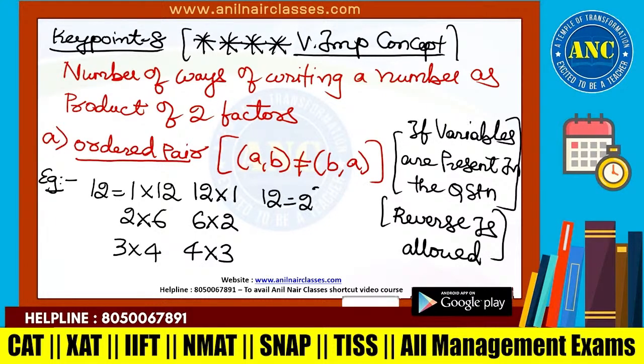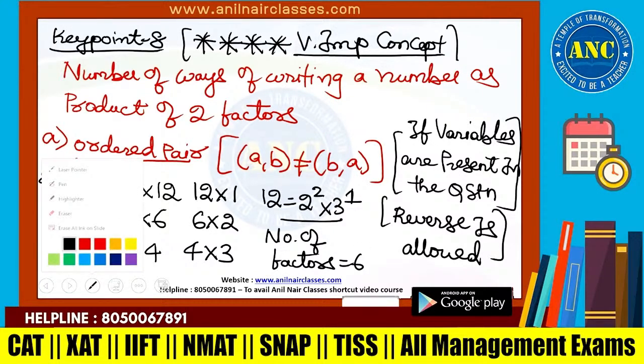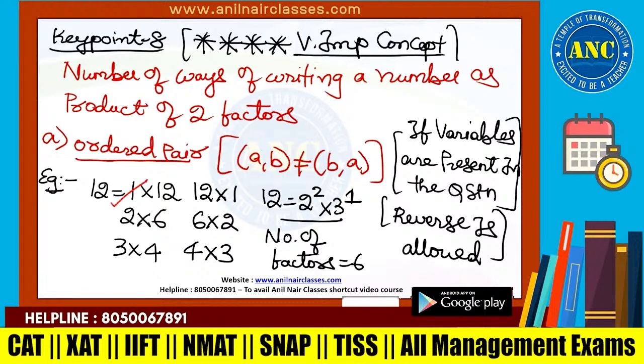12 is nothing but 2 square into 3 power 1. Number of factors is nothing but 3 twos are 6. How many ways did I get? I also got 6 ways: 1, 2, 3, 4, 5, 6. How many ways did I get? 6 ways. Extremely important point.